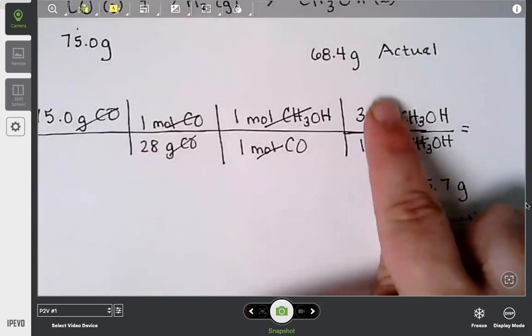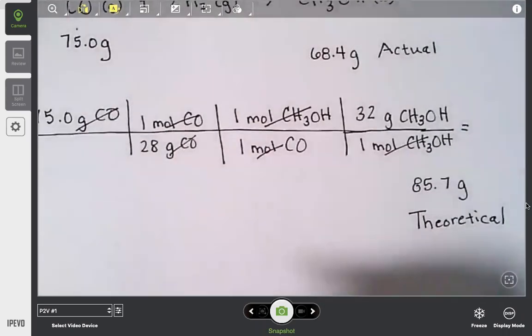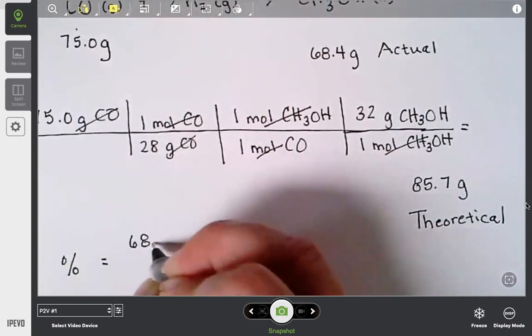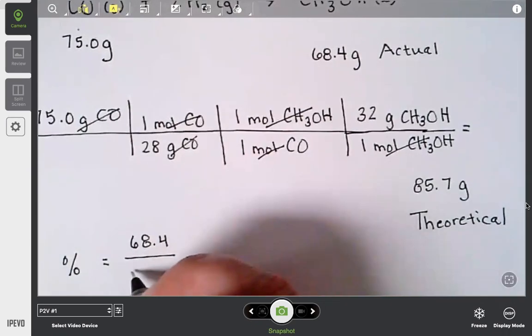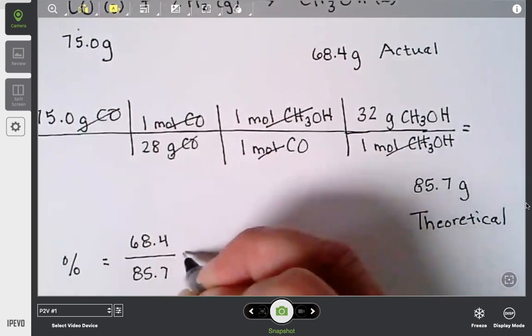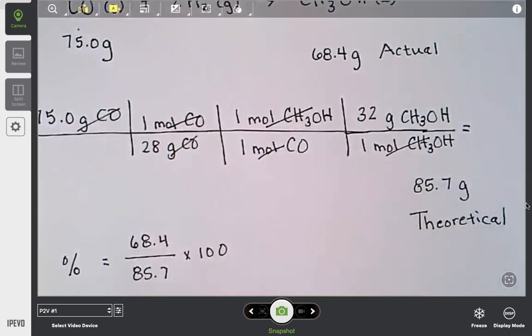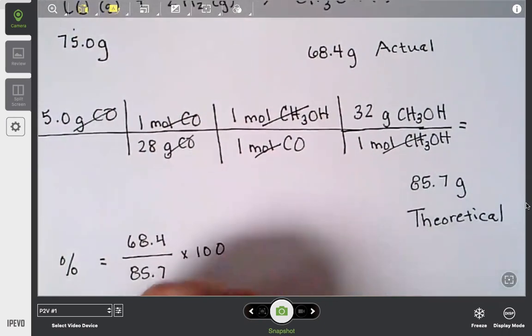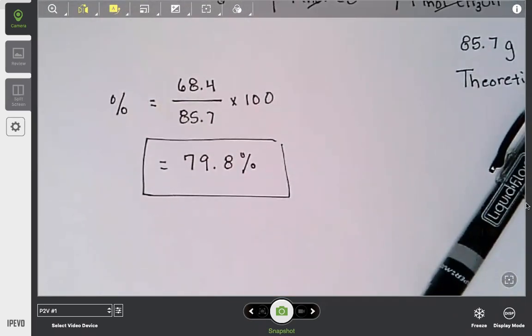So now that I have my actual and my theoretical, to calculate the percent yield, you are simply going to take the actual, 68.4, divided by the theoretical, 85.7, and multiply by 100. 68.4 divided by 85.7 times 100, and I get a percent yield of 79.8%. Ta-da! Questions?